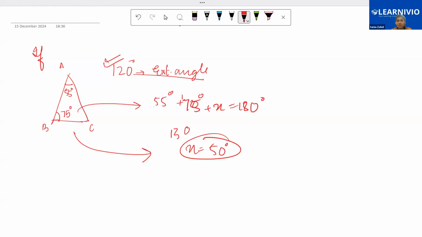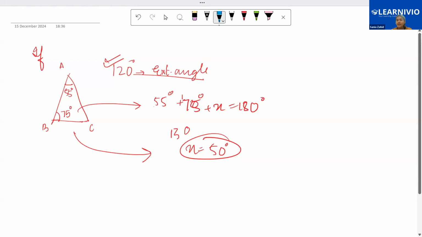Harmeen, do you have the answer for this? Do you know that 50 degrees is the correct answer? No, ma'am, I don't have that answer actually. But I tried with ASP, the angle sum property. I got that the third angle is 50 degrees, but I was still confused with the exterior angle.